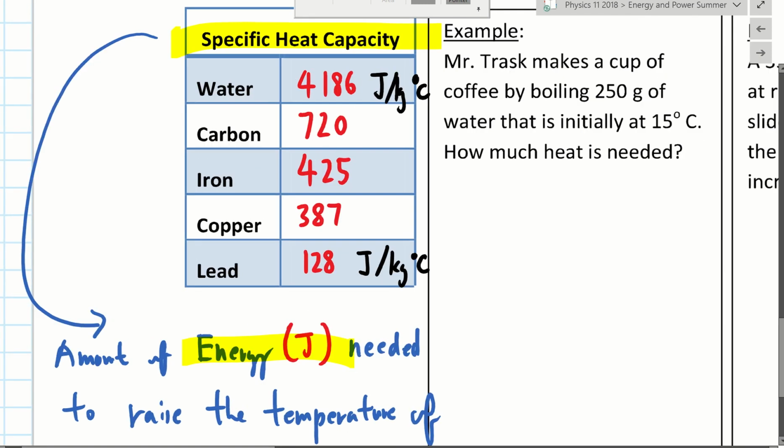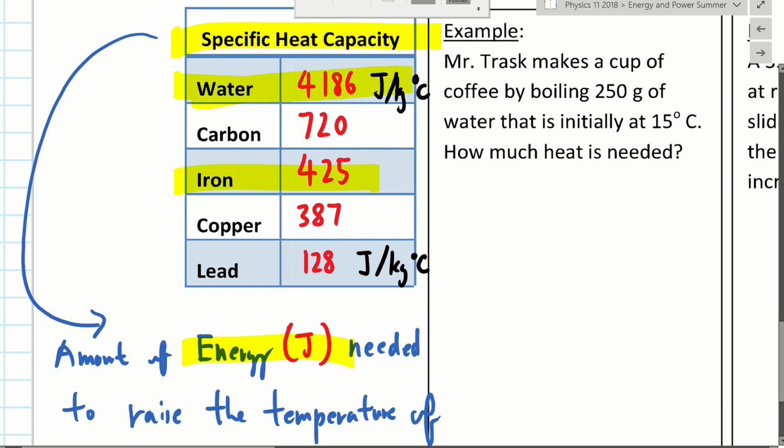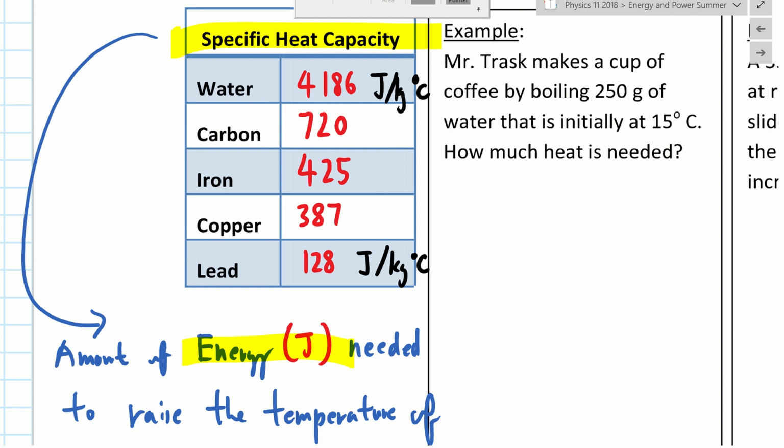Then there's something really funny, which is if you compare water and iron. Water has almost 10 times the specific heat capacity of iron. What does that mean? It means water is 10 times more difficult to heat up. Now that is actually very amazing. The reason why our cookware, like our frying pans or pots, are usually made of iron and copper is because iron and copper are easy to shape and easy to heat up.